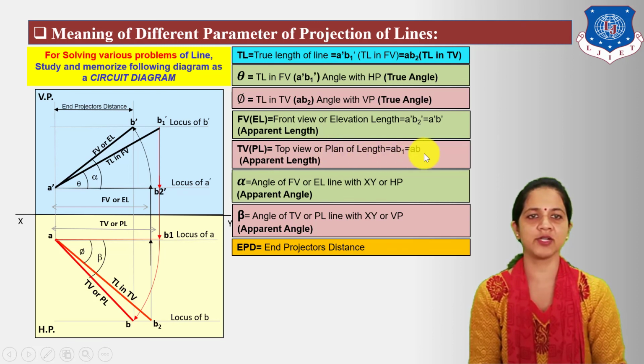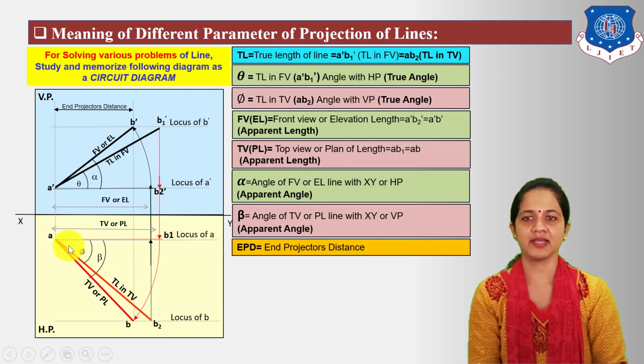Next, top view or TL is equal to top view or plan length, is equal to AB1, is equal to AB. It is also called apparent length. Here you can see AB1 and AB indicate top view length. AB1 is the horizontal component of top view length and AB is the inclined component of top view length.